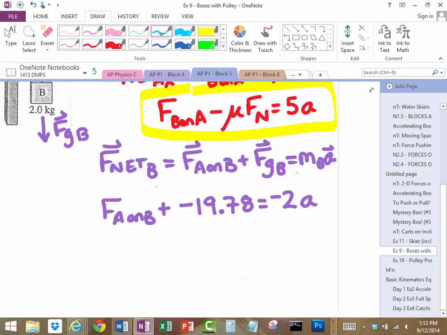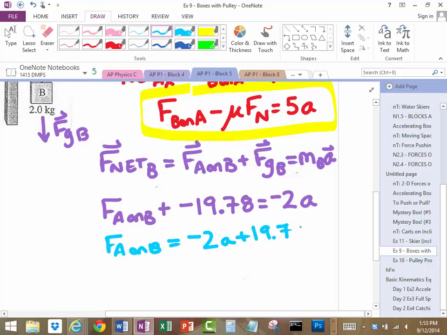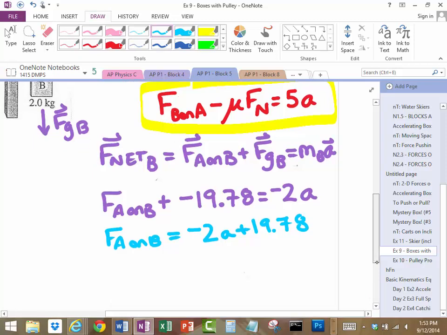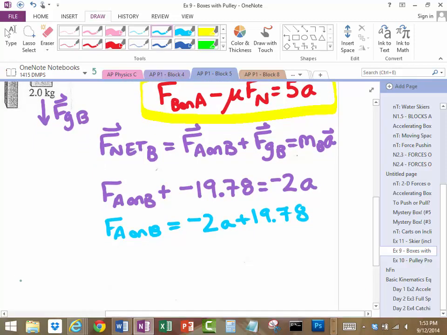I mean, really. If I was going to solve this for this thing, FA on B, so it makes sense, it's going to be negative 2A plus 19.78. You okay with that? And I'm going to throw it into the big one. So we're going to make the ugly equation even uglier. It's not fun. I'm like, yes! Ugly! Here it comes.